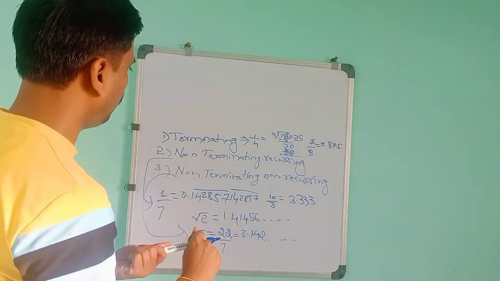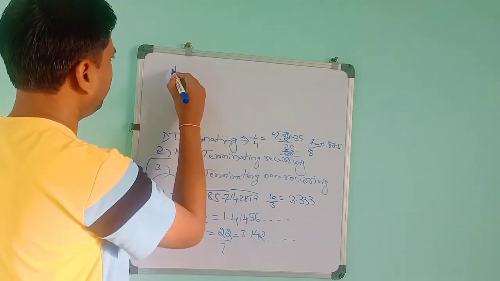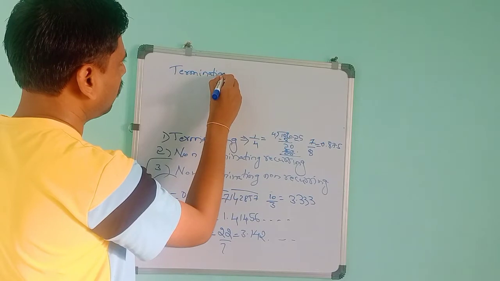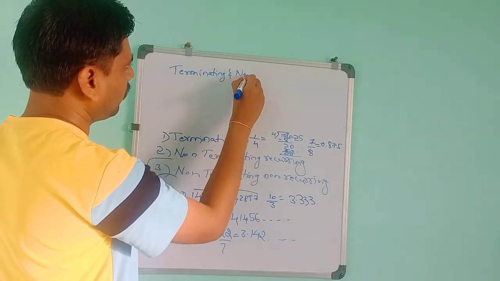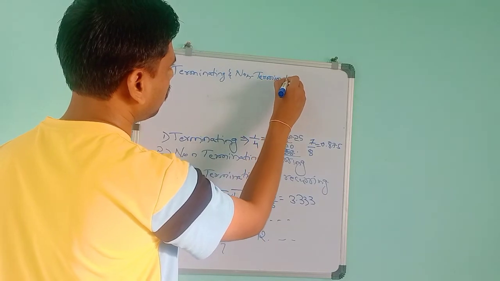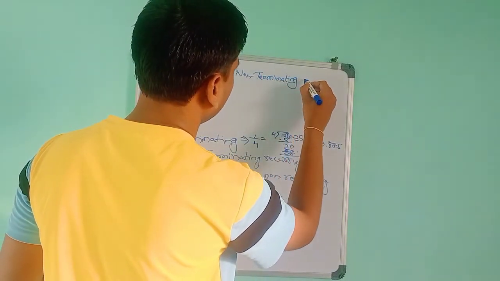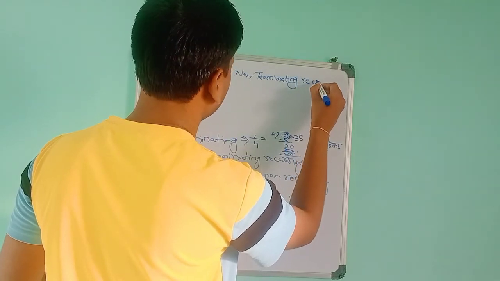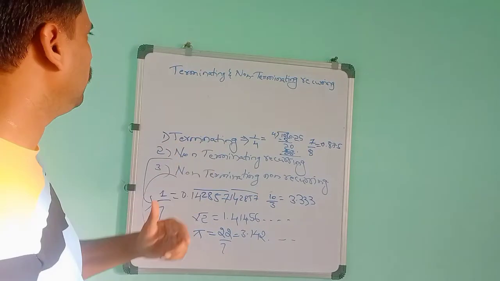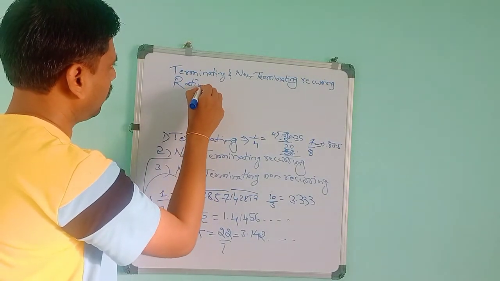These terminating and non-terminating recurring, so these two will always give the answer as a rational number. It gives answers as a rational number.